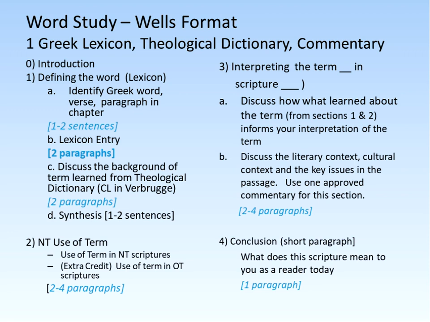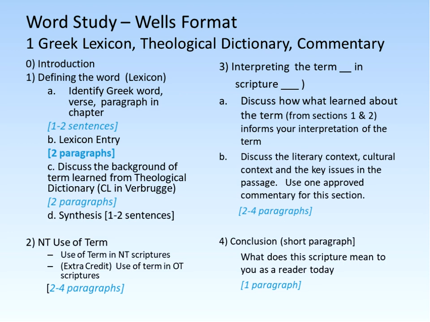Then you discuss other things, the literary context, the cultural context, and key issues in the passage. If you look at a commentary, it can usually provide you this information. Again, all of this discussion in A is probably a short 1 to 2 paragraphs. That is, discussing what we learned about the terms. That should be a very short paragraph, a summary of the synthesis between Section 1 and Section 2.